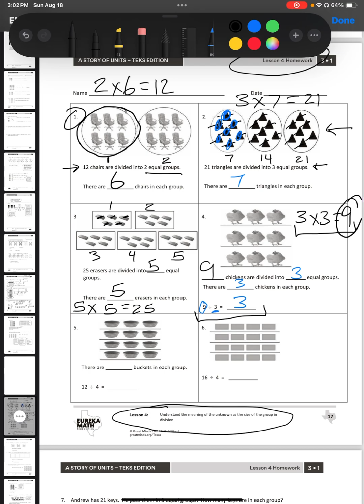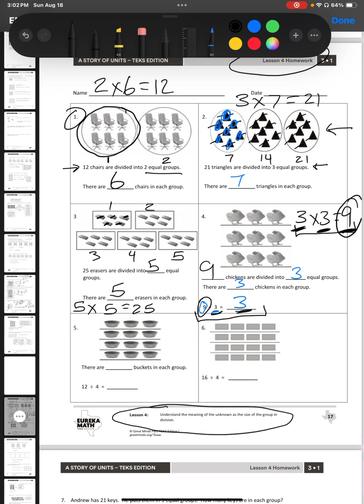The product here is the total there, because there are 9 total chickens. We're dividing it into 3 groups with 3 chickens in each group. 3 groups of 3 chickens equals 9 total chickens. That's the inverse relationship between multiplication and division, and we're going to really look at it a lot this year.